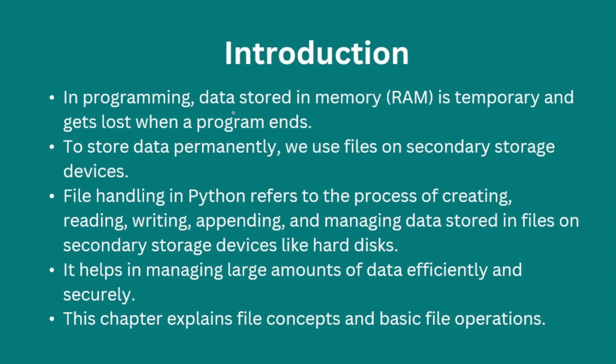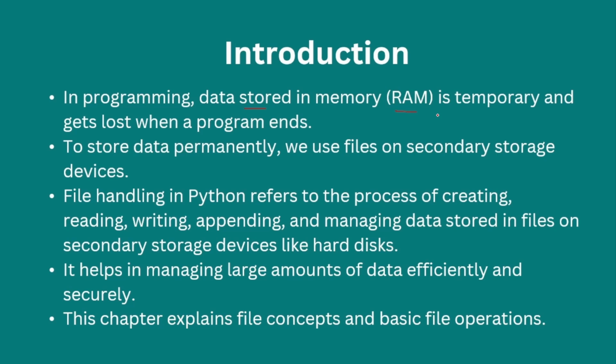So we'll start with the introduction. In programming, data stored in memory, RAM, is temporary and gets lost when the program ends. So we know RAM is random access memory. RAM is the computer's short-term memory and it temporarily holds data which the CPU needs to access quickly. RAM holds active files and programs for fast access, and data is lost when the power is turned off. That is why we need to save in permanent storage.